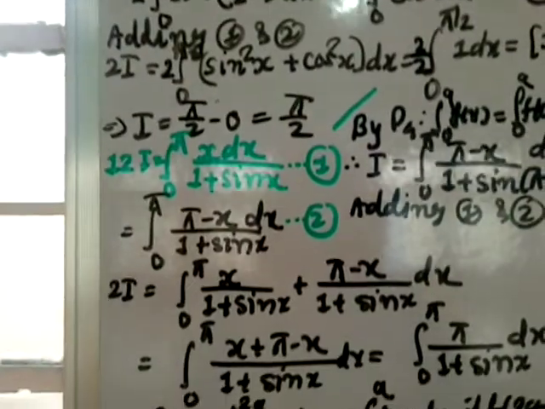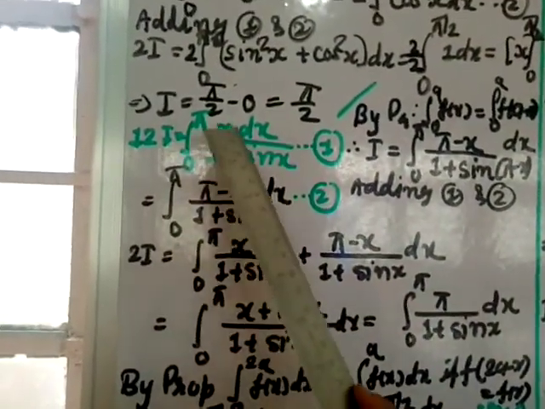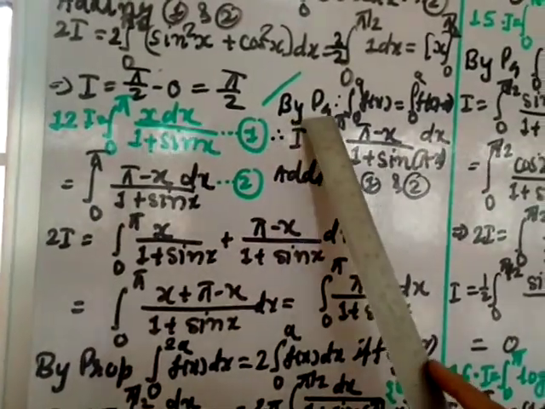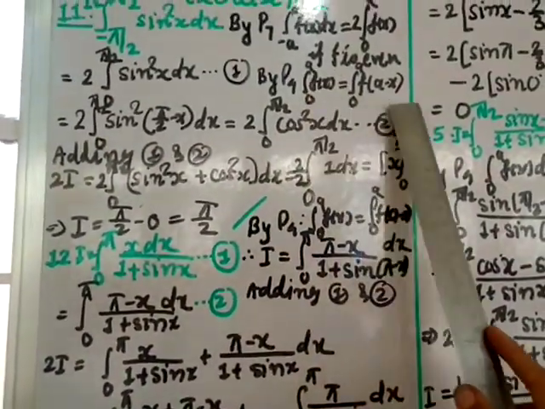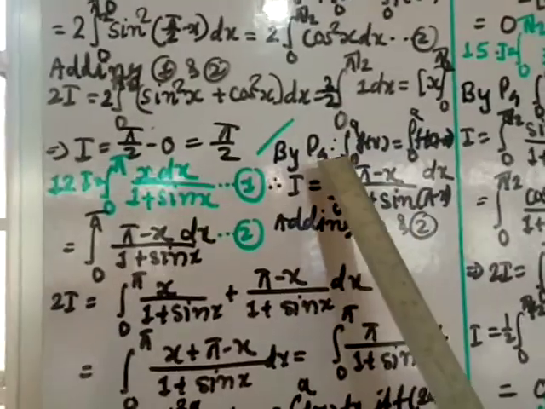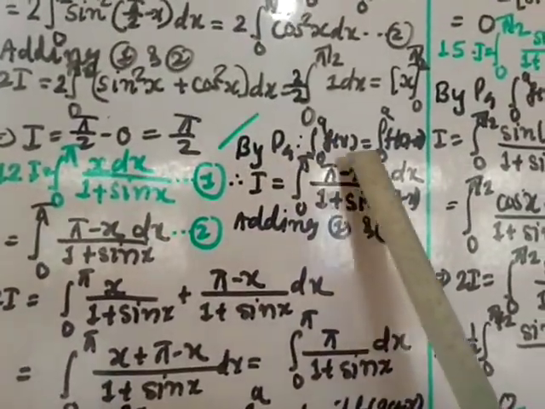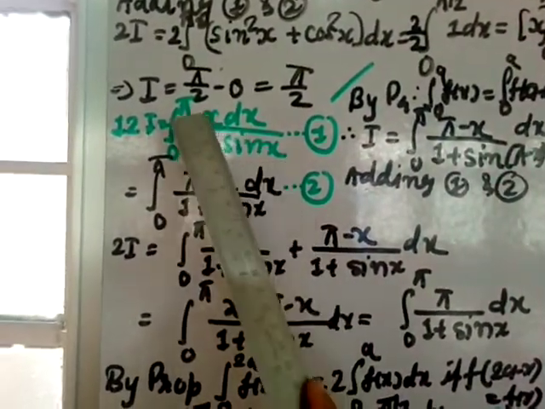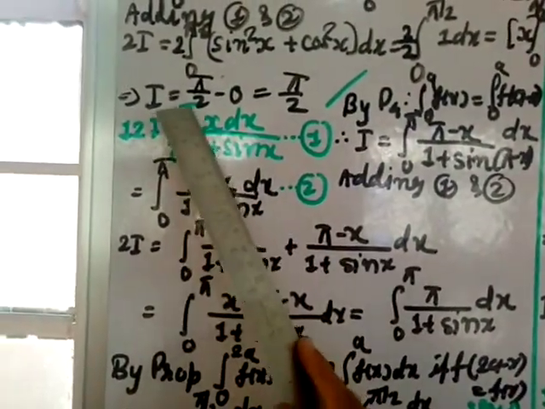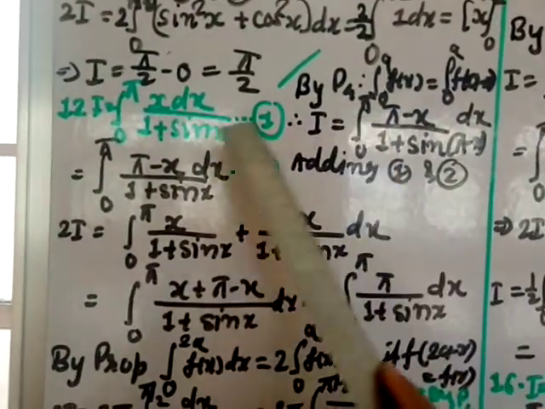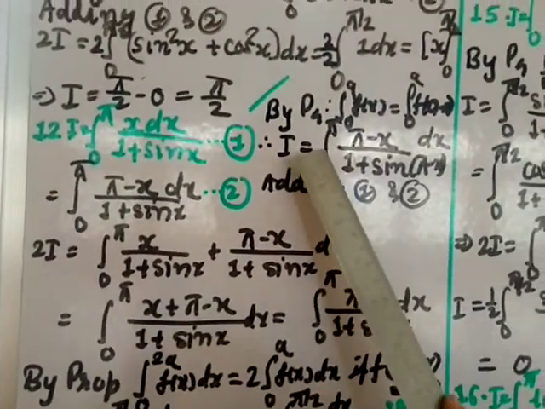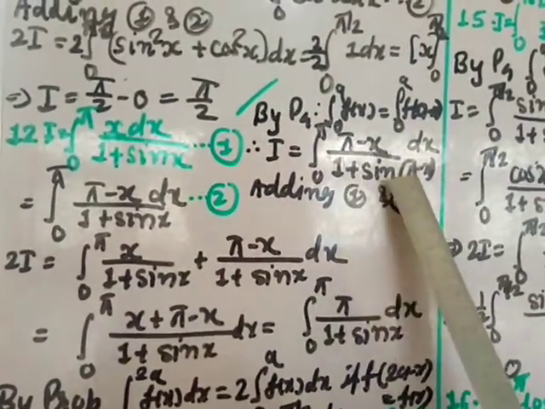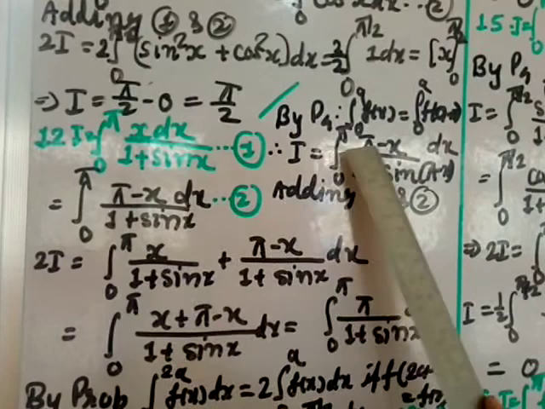Question number 12. The integral from 0 to pi of x dx divided by 1 plus sin x, call it number 1. By property 4, the same property which we have used here, I am going to use it here also. The integral from 0 to a of f(x) is equal to the integral from 0 to a of f of a minus x dx. Here a is pi, so instead of x, both places you put pi minus x: the integral from 0 to pi of pi minus x divided by 1 plus sin of pi minus x dx. Sin of pi minus x gives you sin x, and this remains as it is.